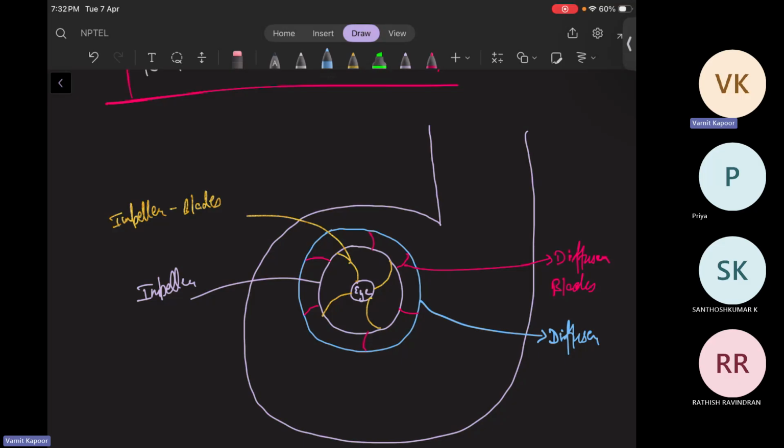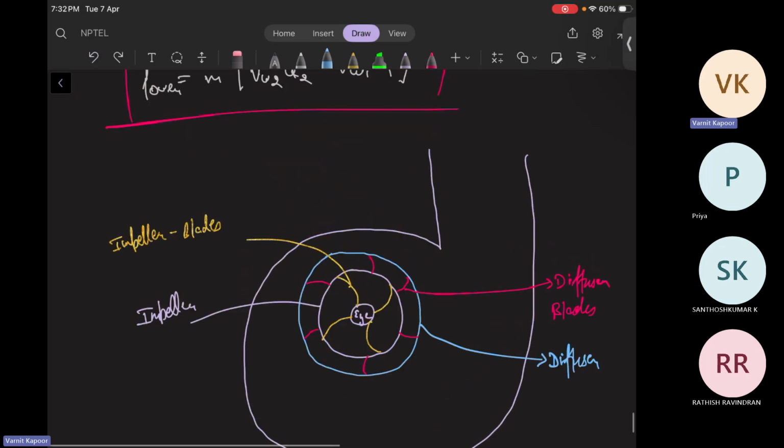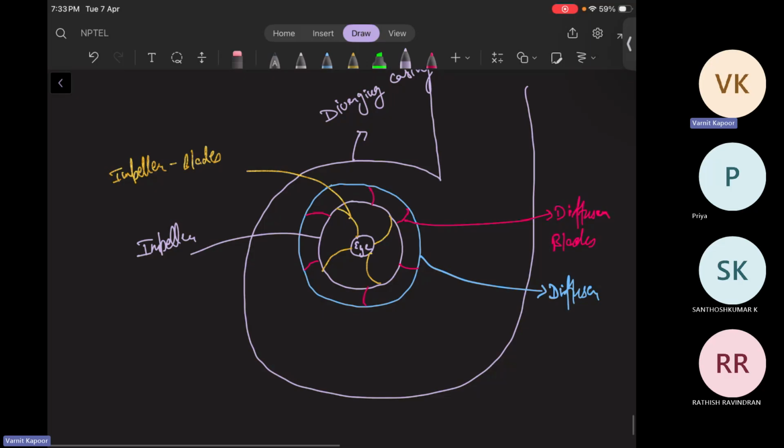And this is your final casing that has a diverging cross section. So from here to here, the cross section is increasing. I'll explain the working, don't worry. And this whole thing is your diverging casing. So this is the functioning of the compressor. Think of it as a top view. I'm showing you the top view of this, though it could be a front view, but let us assume it's a top view.